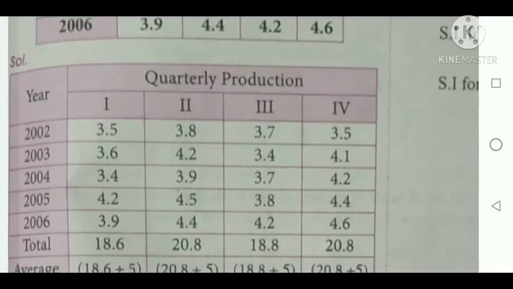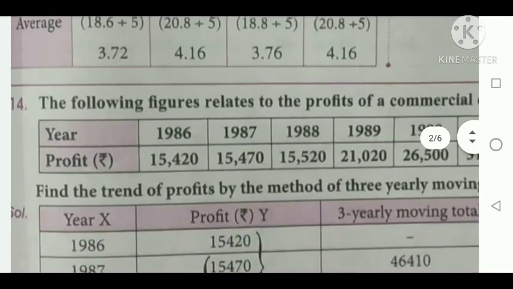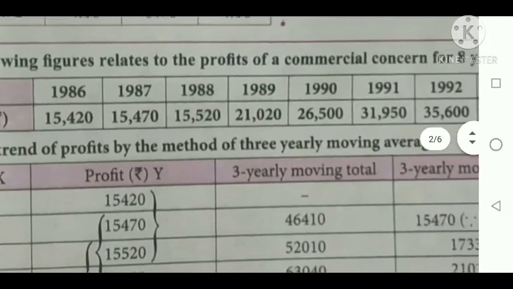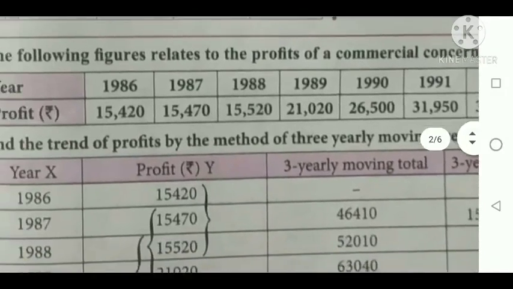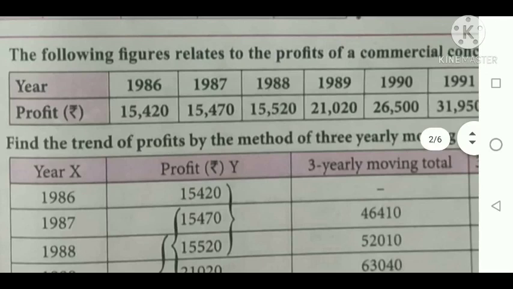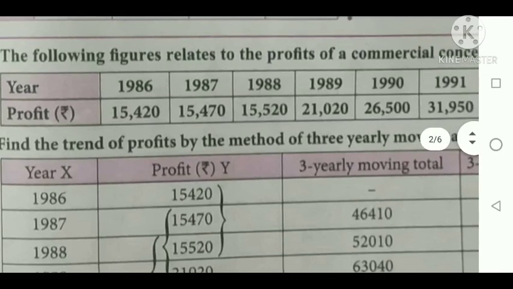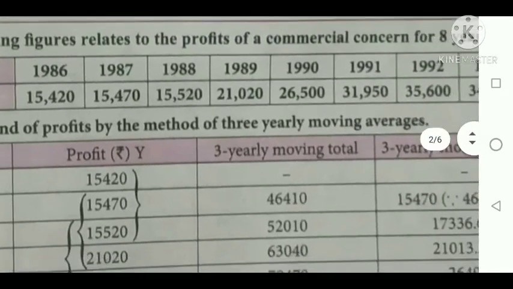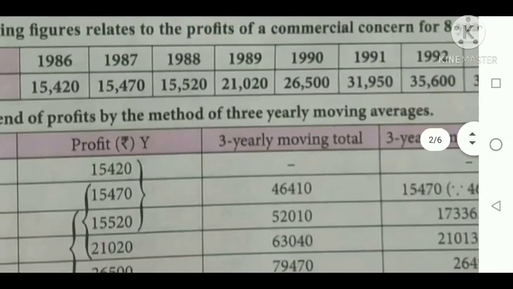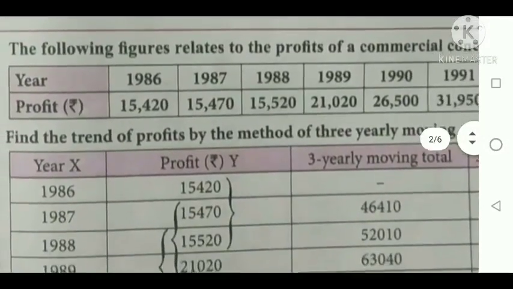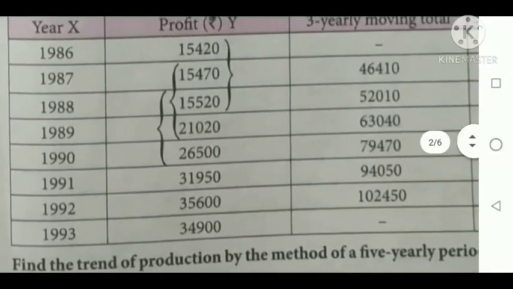Next we are going to see the 14th sum. The following figures relate to the profit of a commercial concern for 8 years. Here the data are given horizontally, we are writing it vertically in order to find the trend of the profits by the method of 3 years moving average. Listen, it is not an average method, it is a 3-year moving average. In a 3-year moving average, we write the year as well as the profit vertically and find the 3 years' profit.